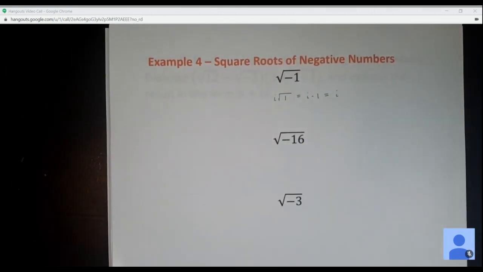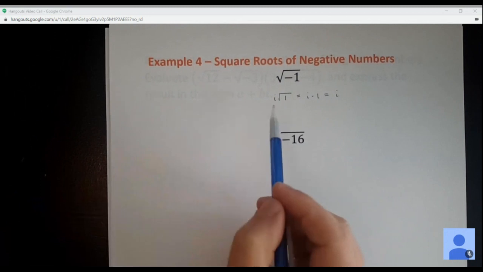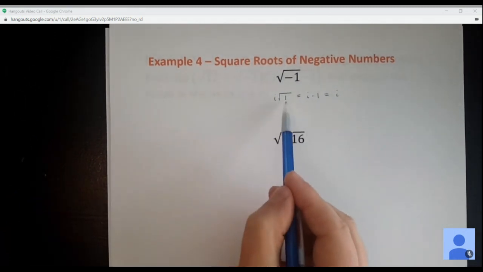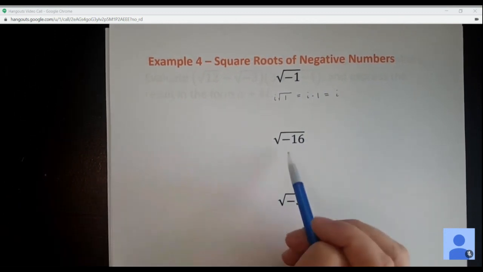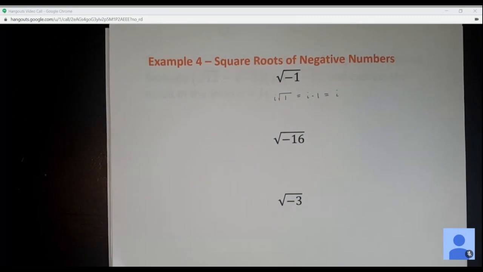One that you might be able to do without doing all the steps to simplify, right? Because the square root of -1 should just be equal to i, but in this case, it's because we can bring the i out, we can take the square root of 1, and i times 1 gives us an i there. And so let's look at the next one. So what could we do first with the square root of -16?